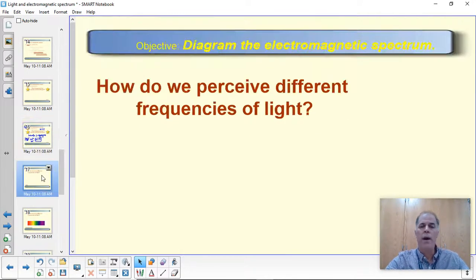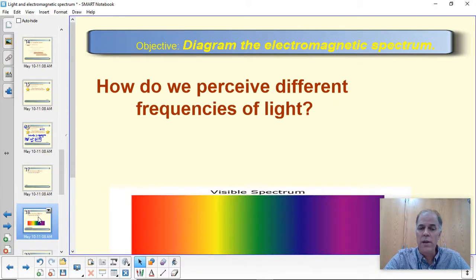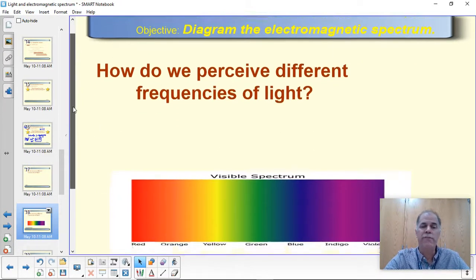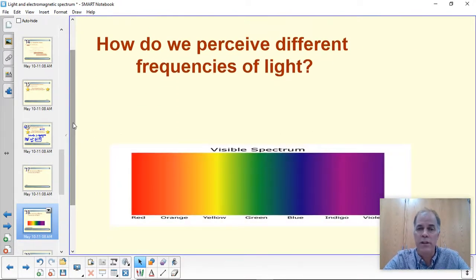Okay, now how about perceiving different frequencies of light? It turns out that as humans, we can distinguish between one frequency of light and another. We can tell them apart. And the way we do that, you may already know this, is by color. We perceive different frequencies of light as being different colors. So red has a different frequency than yellow, which has a different frequency than green, and different than blue and violet, and so on. So every color in the spectrum that we can see has a different frequency and a different wavelength.